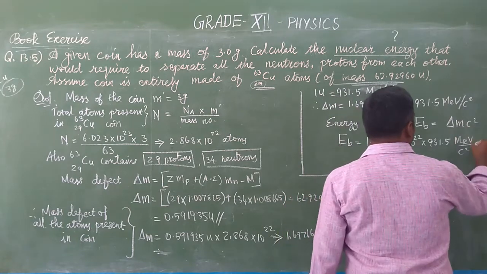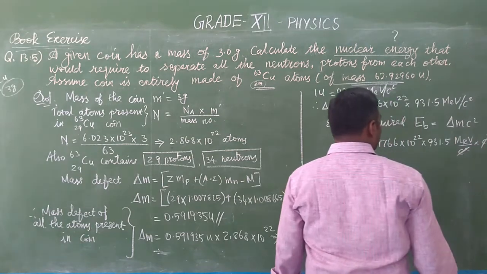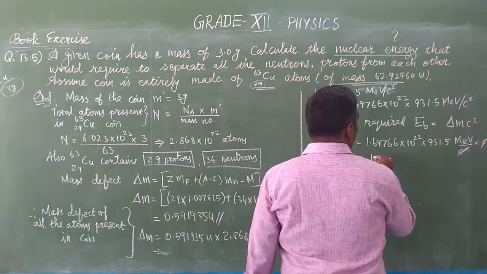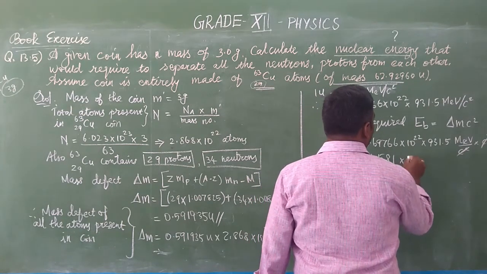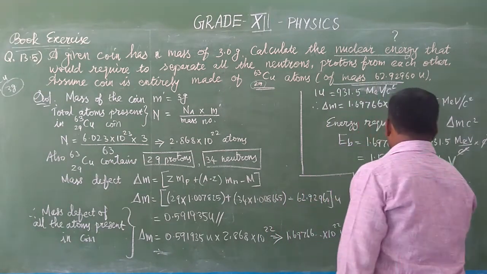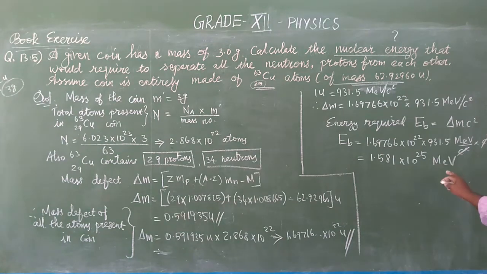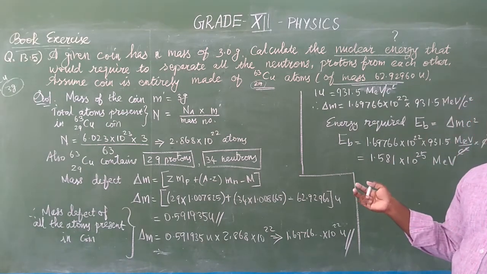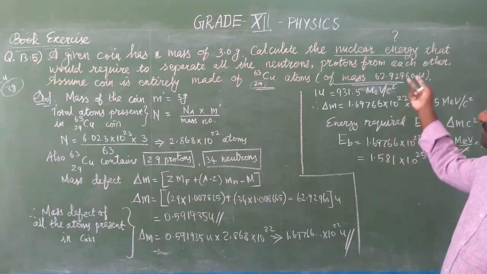Now into c squared, so both cancel. So after the simplifications, the final answer would be 1.581 into 10 to the power 25 mega electron volt. Okay, but in atomic scale, we should not specify the energy in electron volt. Here we are going to convert the energy, because how much energy is required to separate the coin into protons and neutrons from each other.